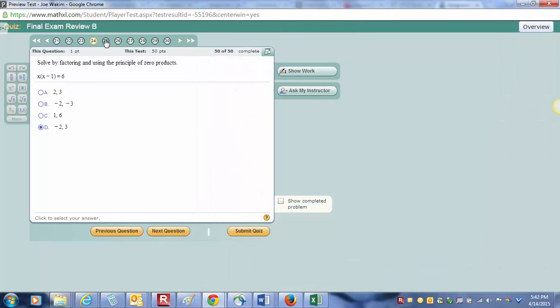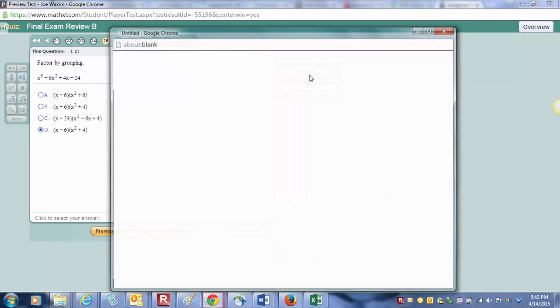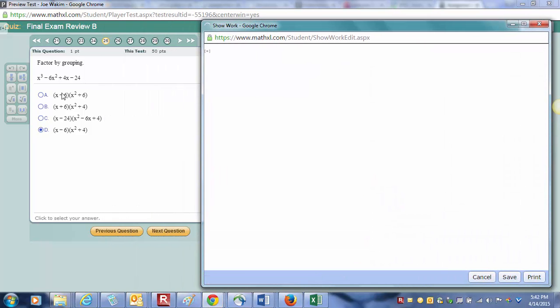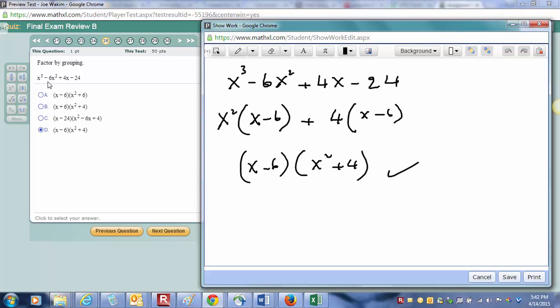Let's try number 25. Here we have to factor by grouping. The common factor here is x squared. The common factor here is 4. So I took x squared as a common factor. I'm left with x minus 6.